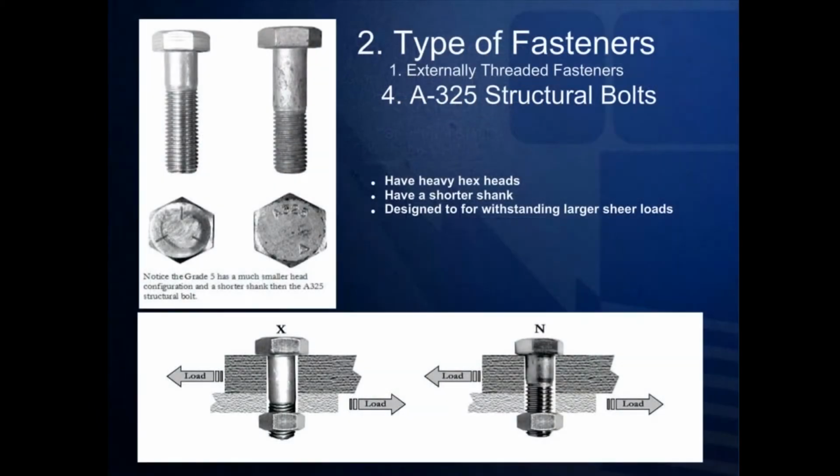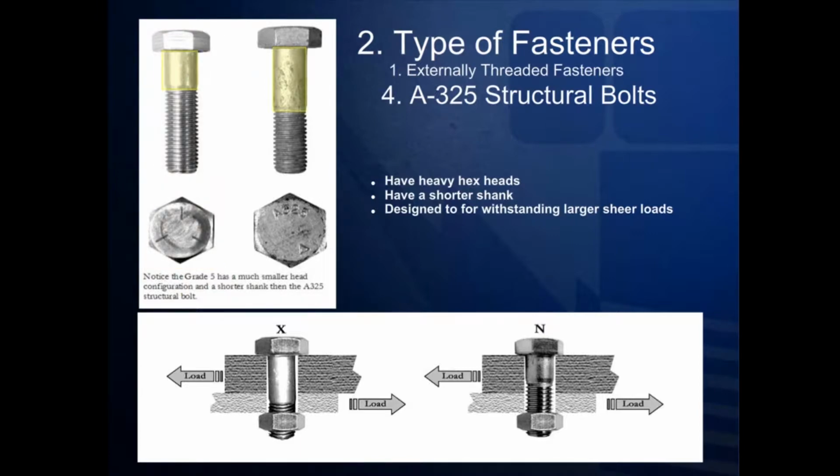First of all, when compared to grade 5 or grade 8 hex cap screws, A325 and A490 bolts are produced with a heavy hex head configuration. This provides a wider bearing surface over which to distribute the load. Grade 5 and grade 8 hex cap screws are produced to standard hex cap screw configurations and therefore cannot distribute the load as much as needed for structural applications.